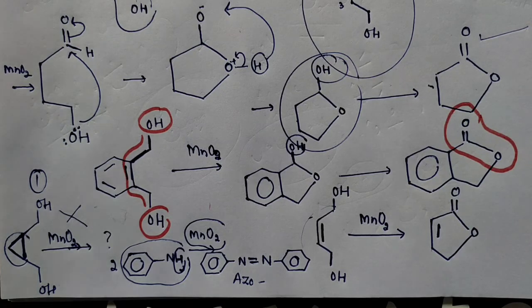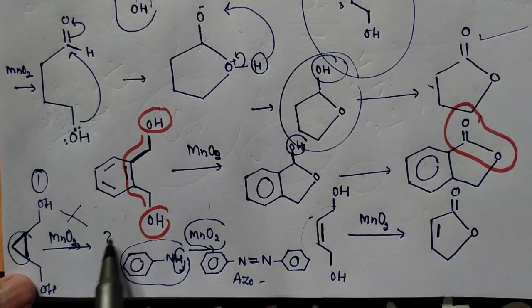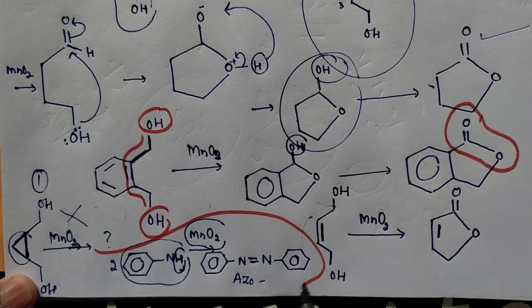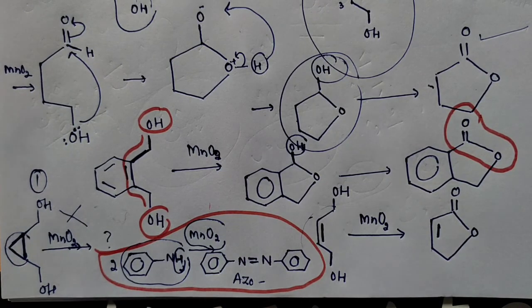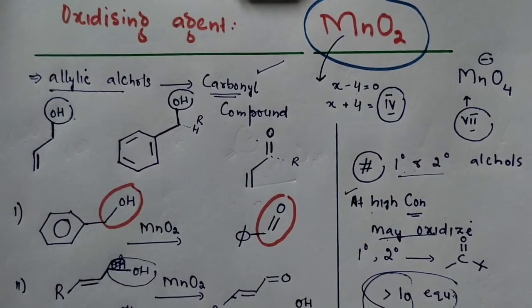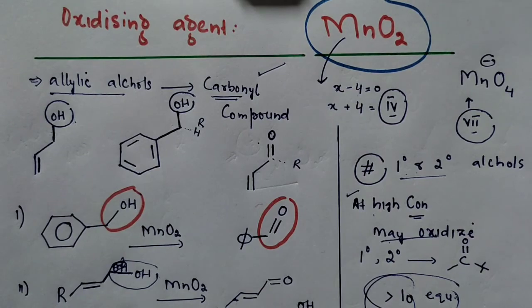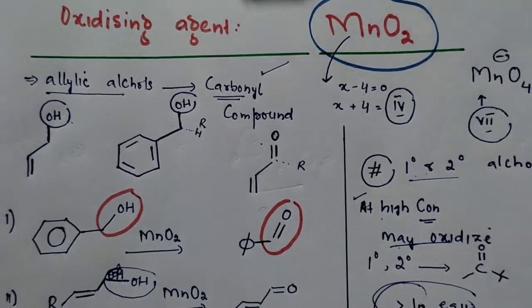Oxidation of amines to nitro compounds. So this is also a slightly different type of case with amine compounds. So this can maybe also be asked. So normally, what this MnO2 does is oxidize. Let me just recap here what we have done so far.